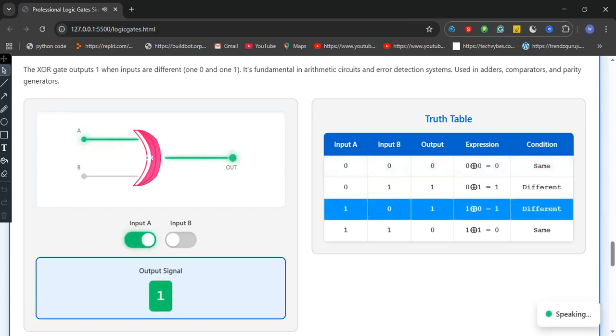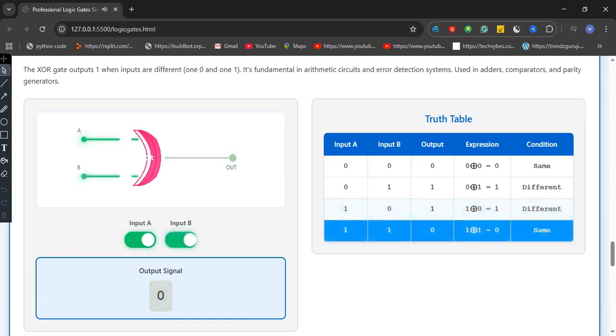XOR gate input A is set to high. Inputs are different, so XOR gate output is high. XOR gate input B set to high. Inputs are the same, so XOR gate output is low.